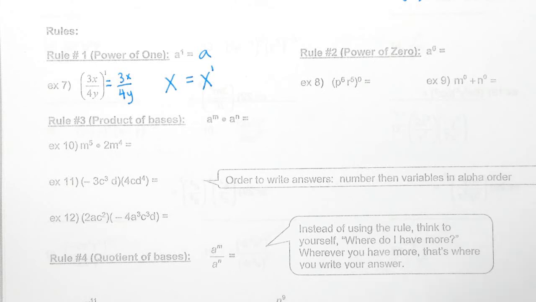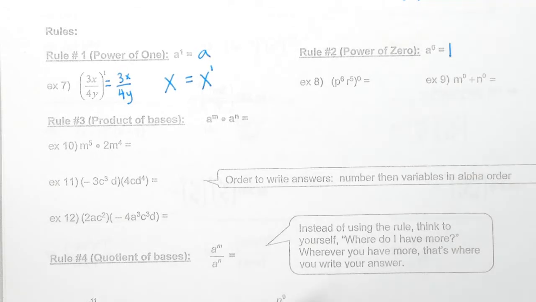Okay, super simple rule, almost like not even really a rule. You just need to understand that if there's no power, it technically has a 1. Okay. Now, what about power of a 0? Do any of y'all remember what anything to the 0 power equals? Not 0. 1. Anything to the power of 0 equals 1.